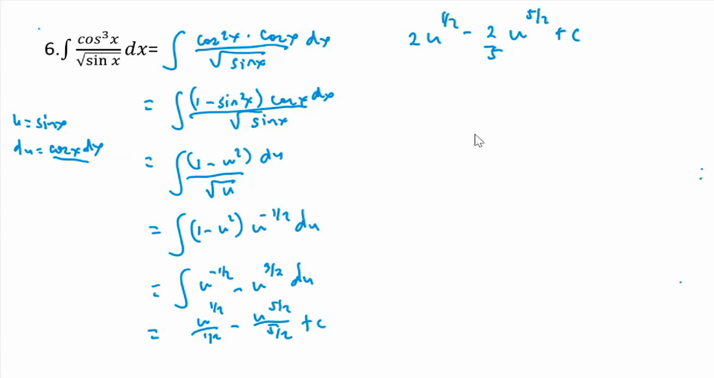And then we're going to substitute back the meaning of u, which is sine x. We have sine of x raised to 1 half minus 2 over 5 of sine of x raised to the power of 5 over 2 plus a constant. So that's now the answer of number 6.